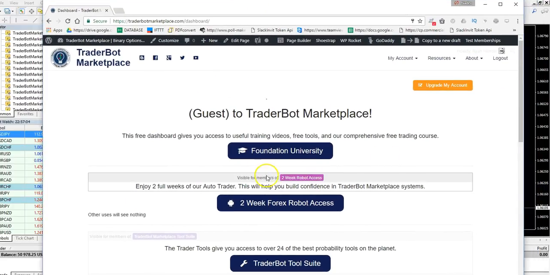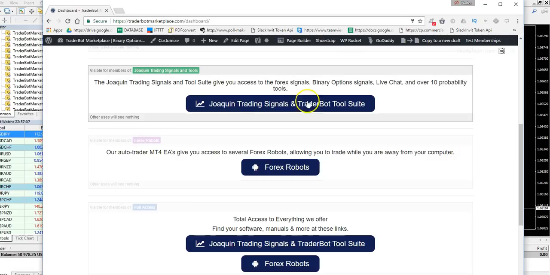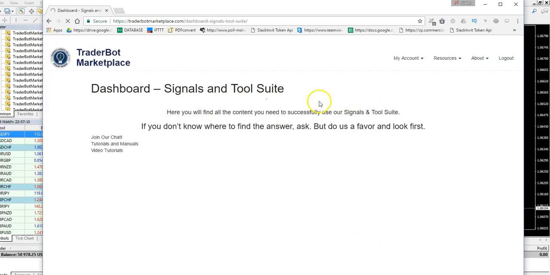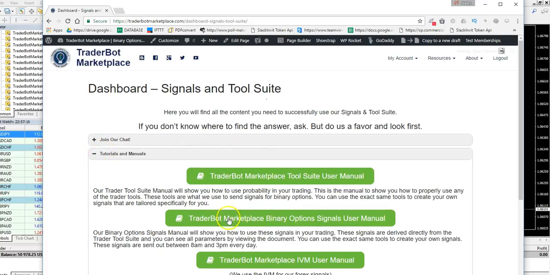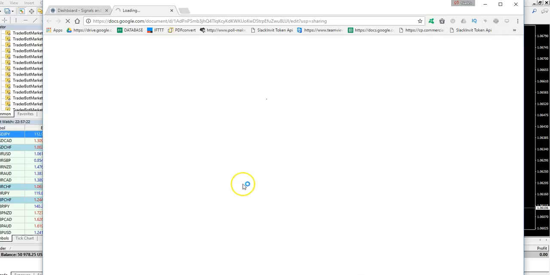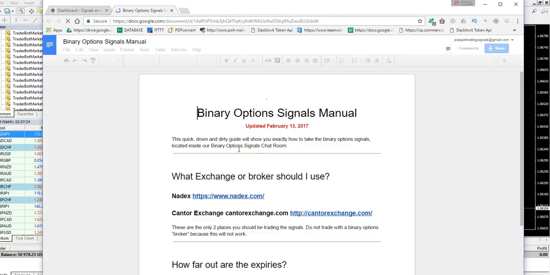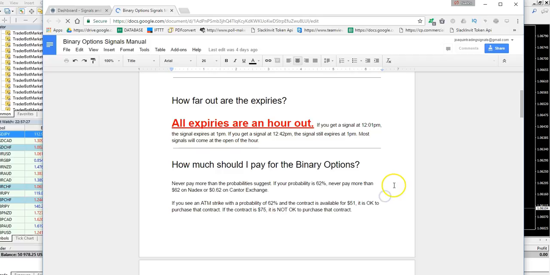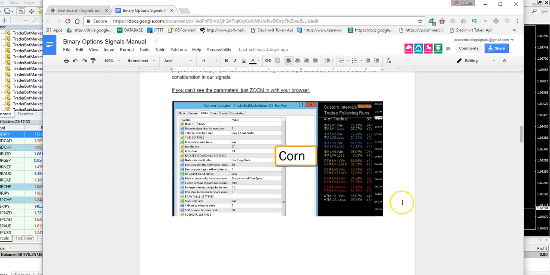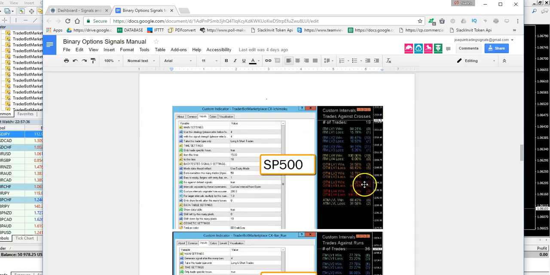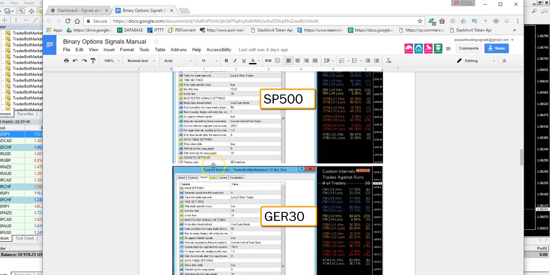Okay, yours is going to look slightly different, but if you're in here and you've got the trading signals and the tool suite, in tutorials and manuals, right here where it says TraderBot Marketplace Binary Options Signals User Manual, open that up. It's going to bring you to a page that tells you how to trade the signals. And if you scroll down, it's going to show you everything that we have currently on the signals, and you're going to be able to see the probabilities and the parameters so that you can replicate those on your own.